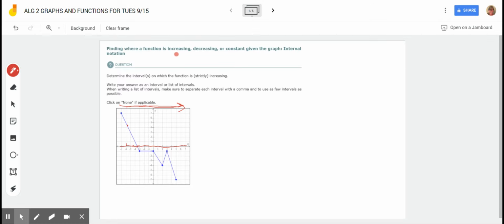It says finding where a function is increasing, decreasing, or constant given the graph, interval notation. All right, we're back to interval notation, which is the whole thing with the parentheses and the brackets. But here, when they say function, they are talking about the y value. And remember, the y is the distance from 0. The reason why I'm giving this kind of slow and detailed is because it's a big change to go from y to f of x mentally.